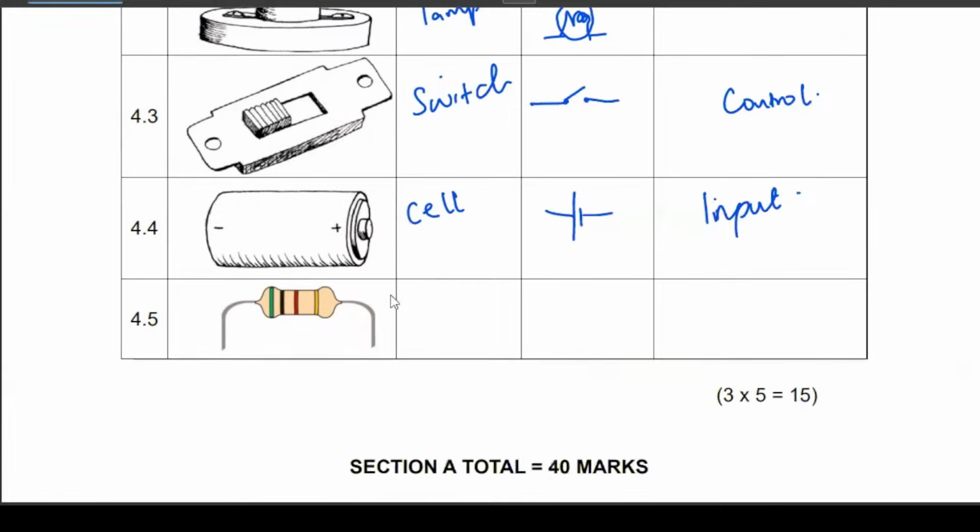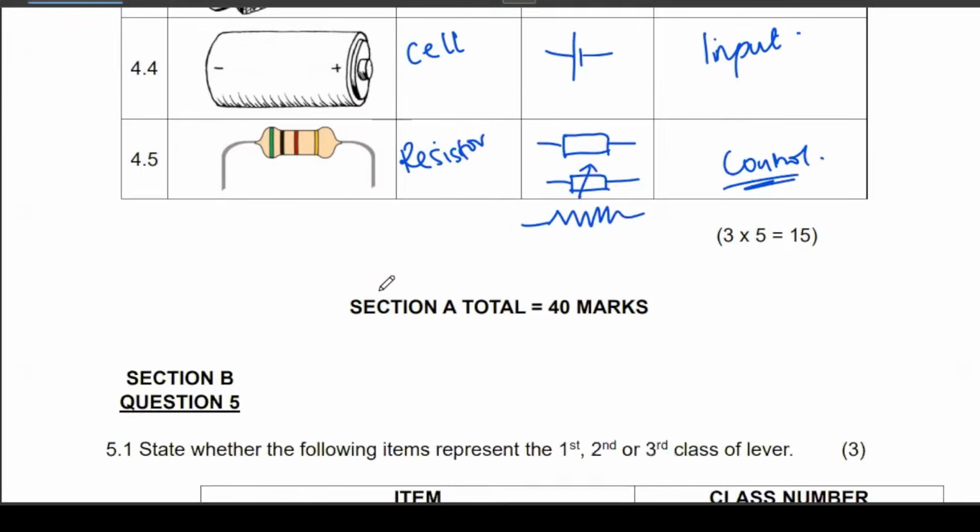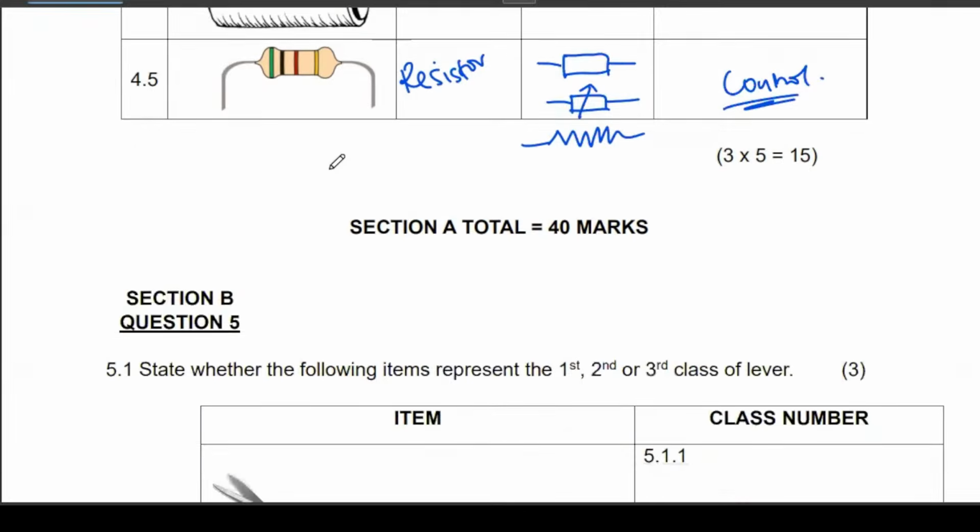And then lastly, this thing that is colorful is called a resistor. Okay, a resistor can be drawn just in this sort of manner, or some people have that variable resistor with a cross or with an arrow in between. So whichever one you draw, that is a resistor. Alternatively, some people prefer to use this. So a resistor is also a control device. It controls or regulates the amount of flow. All right, so guys, that is section A with a total of 40 marks.